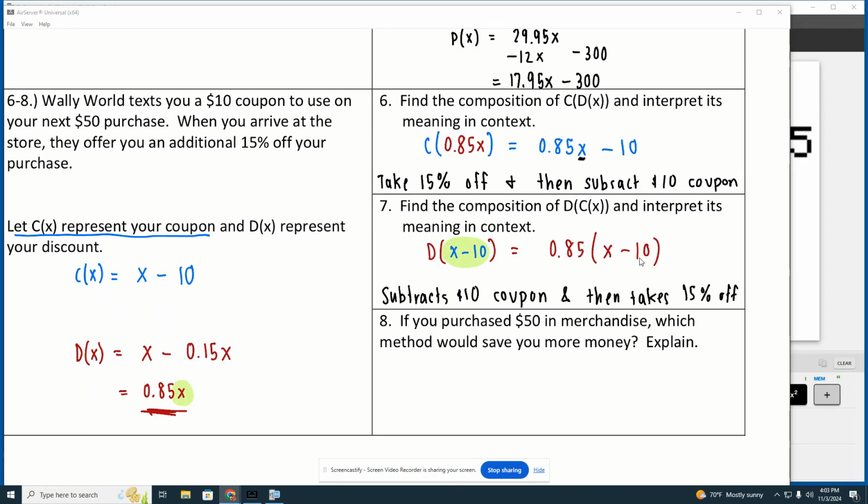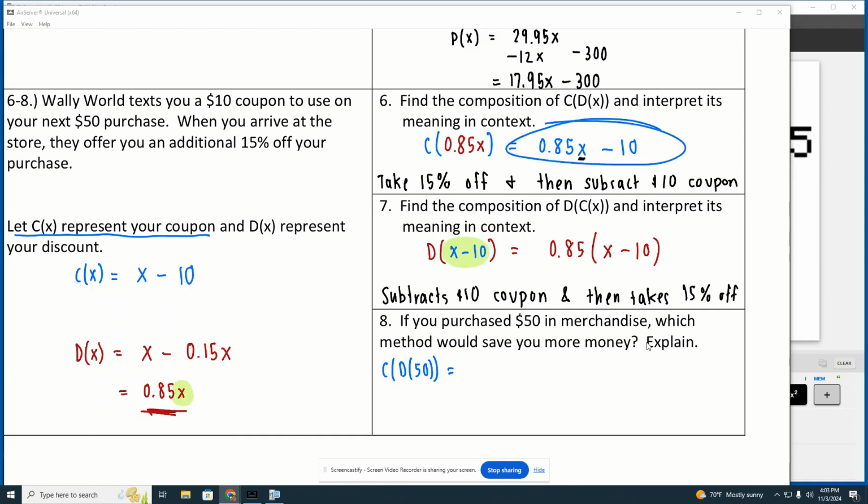So it's taking the $10 coupon off, and then you pay 85%. So you take your 15% off after that. So here we were taking the 85% off first, and then subtracting 10. Here we're subtracting 10 first, and then we're taking off 15%. So how do I know which one's better? Well, I'm going to do the two, okay? C of D of x, when they want me to use a $50 purchase. So I'm going to do C of D of 50.